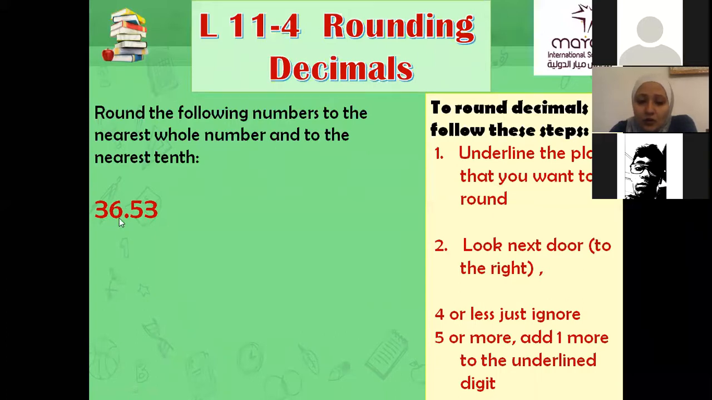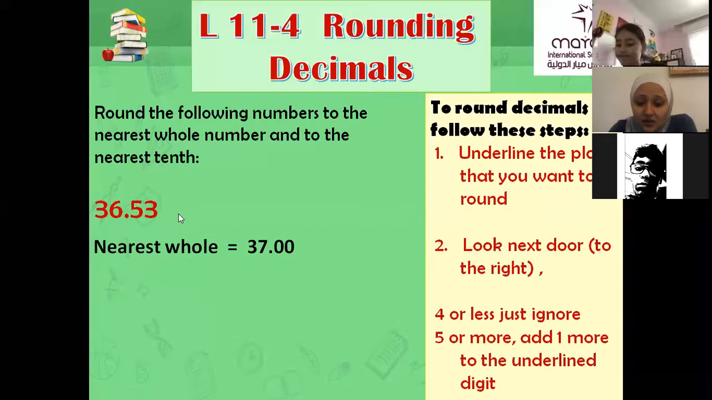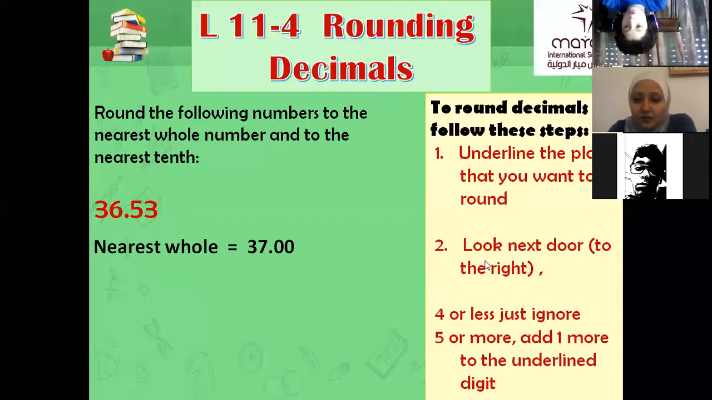To the whole number. So which number should we underline? 6. Look to the right. 5. So what should it be now? The 6 will be 7. Okay, so the answer is 37. Thank you. Who wants to try the second one to the nearest tens?